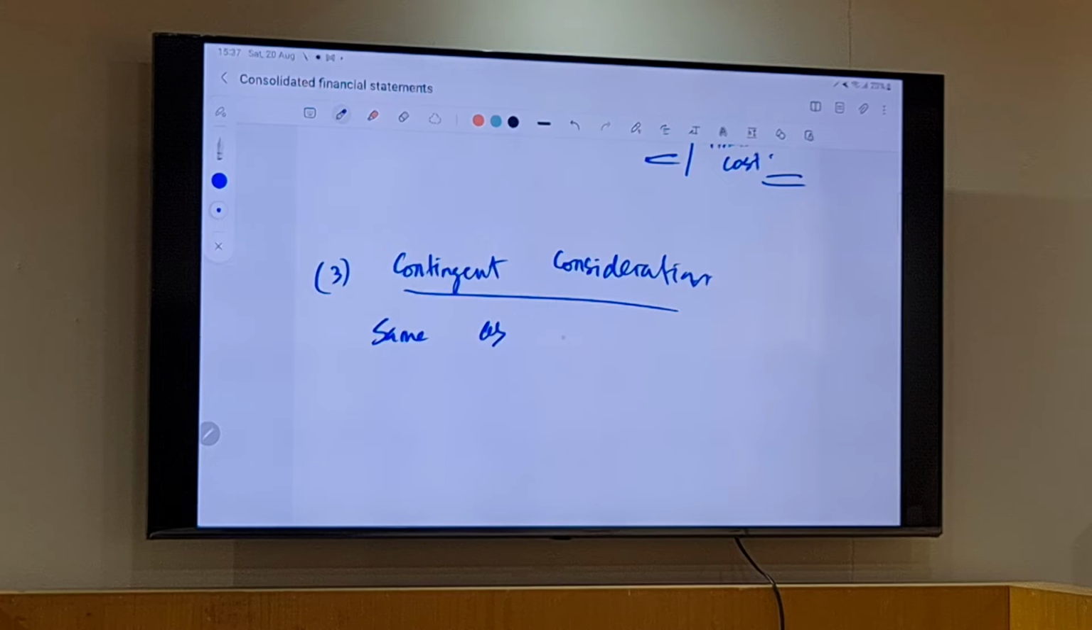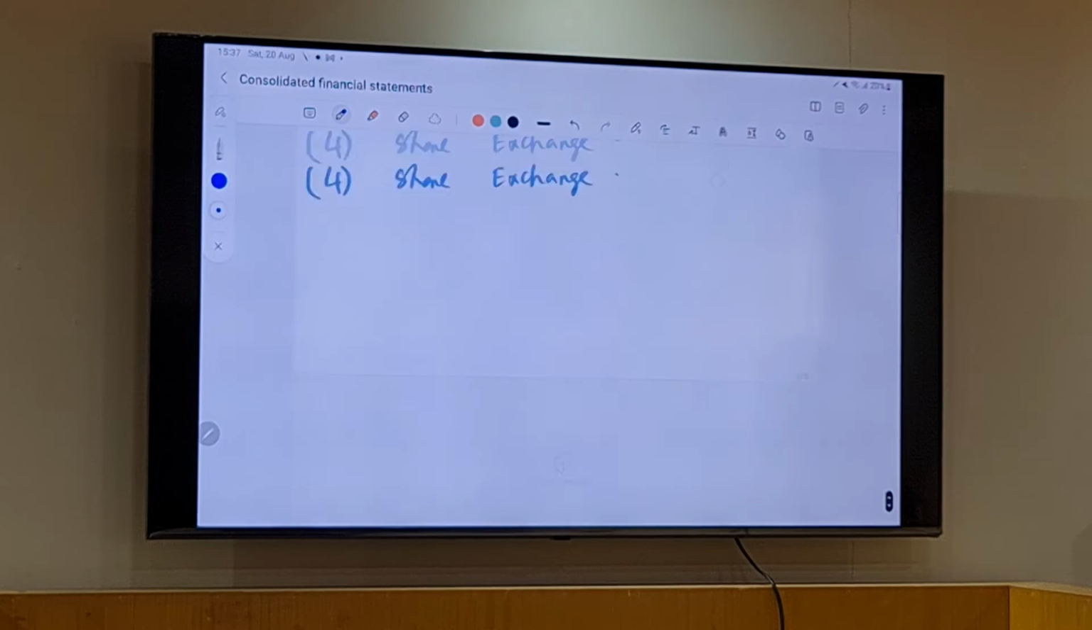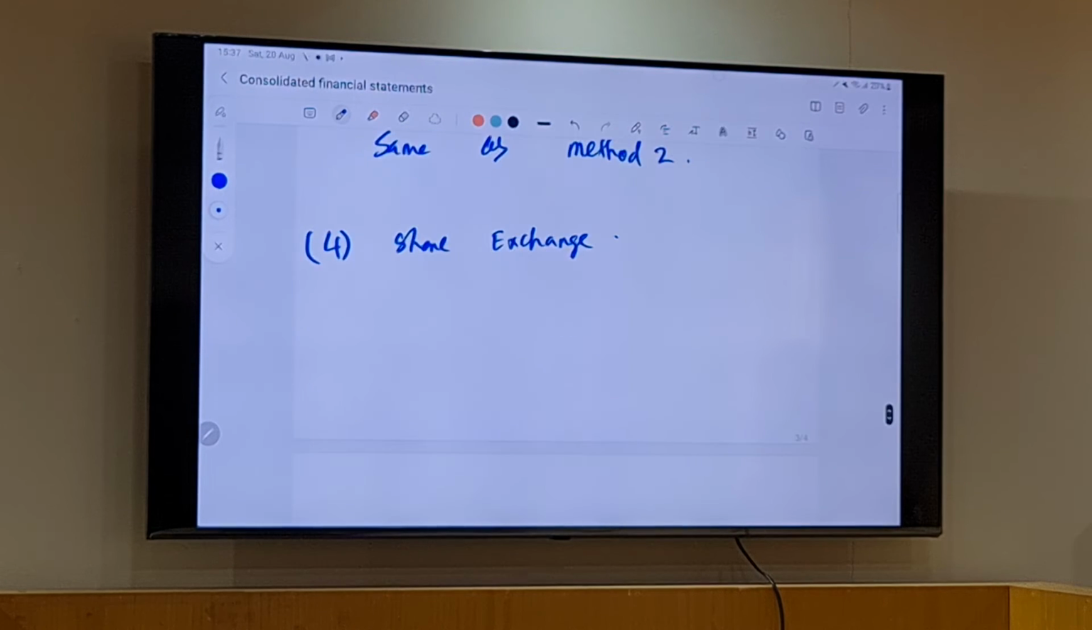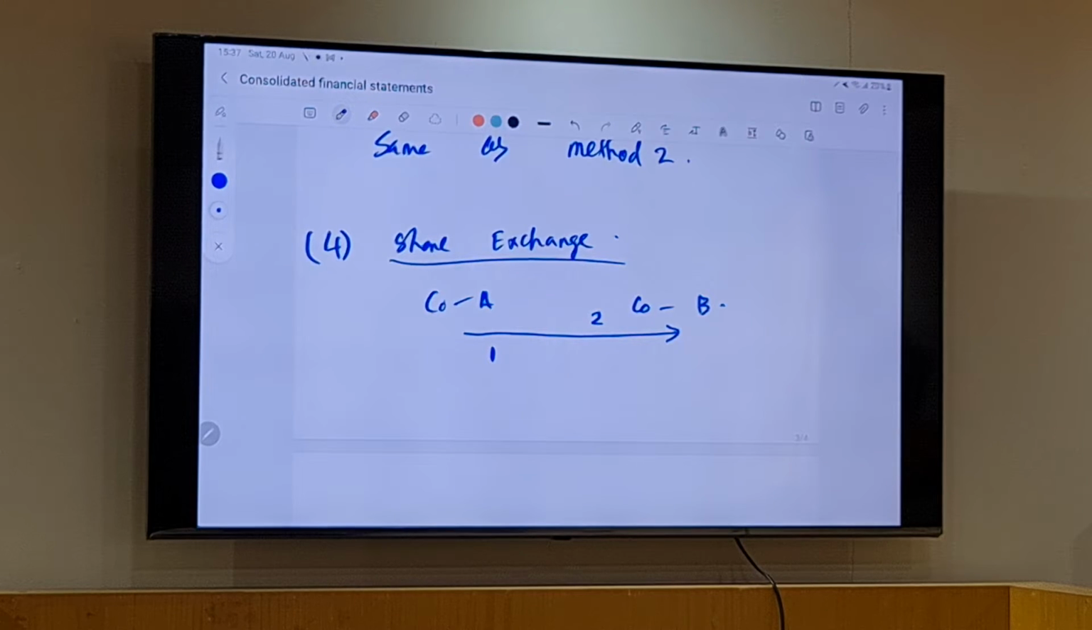Same as method 2. Method 4, share exchange. Now let's say company A and company B. For every 2 shares of company B, company A gives 1 share. When company A receives 2 shares, company A gives 1 share. You receive 2, you issue 1.